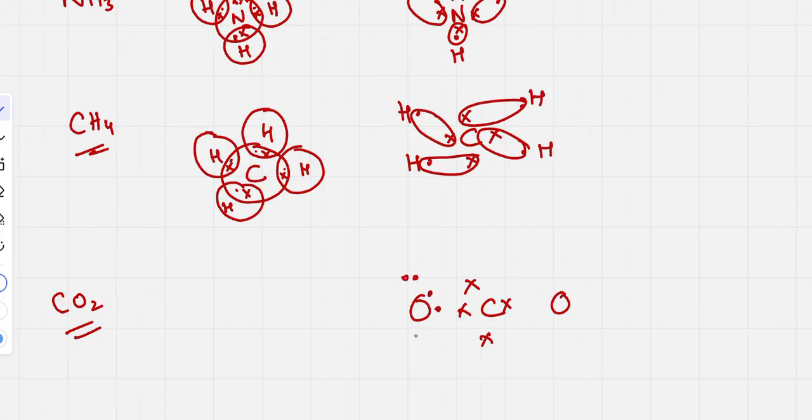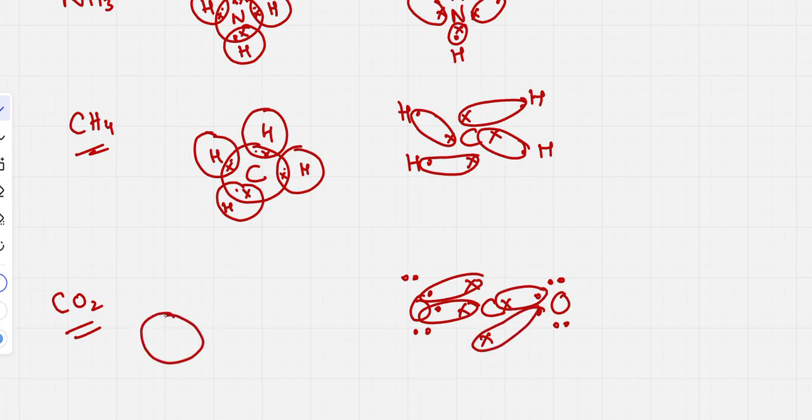Then oxygen. Oxygen has how many electrons? 6. How many more does it need? 2 more. Very good. So then it will form how many shared pairs? 2. So look, one here and one here. This oxygen is satisfied. So take it like that, that this shared pair will go one time here, one time here, one time here, one time here. Similarly, this oxygen also will make two shared pairs. So now our rough work is done.